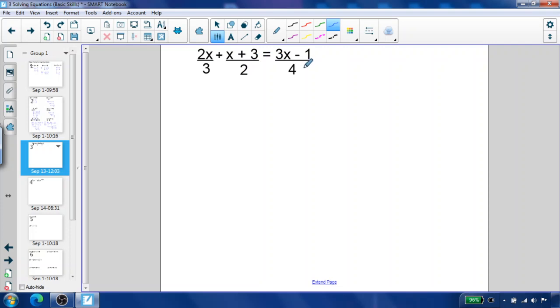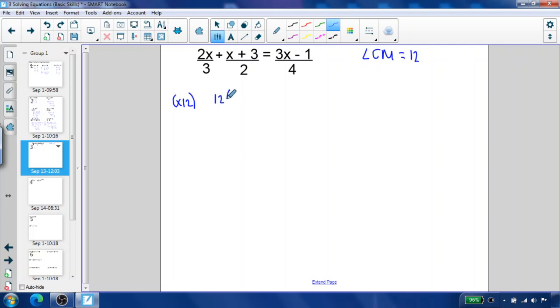24 isn't sort of the lowest number I could choose. You almost want to be thinking about the lowest common multiple of 3, 2 and 4. Well, that's going to be 12. So I'm going to multiply everything by 12. And that will make sure that all the fractions are going to disappear.